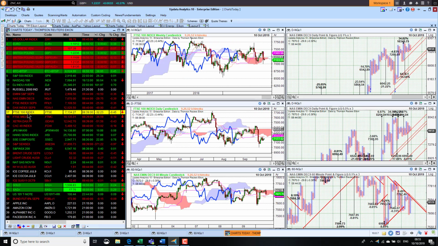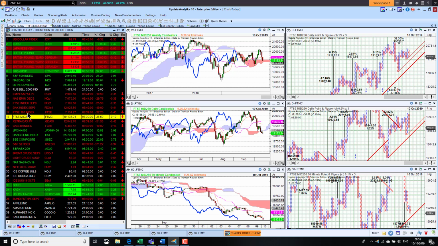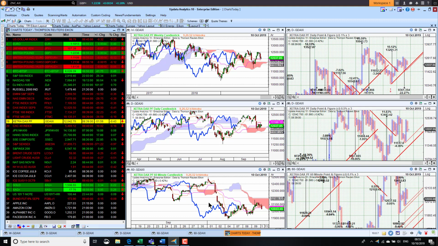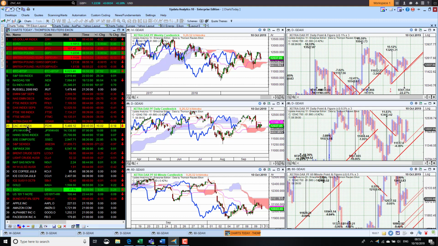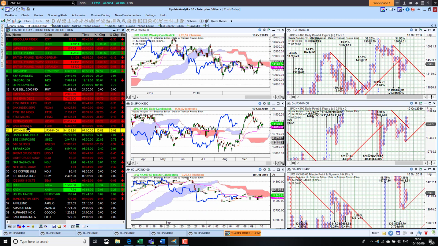UK market is down 0.45% this morning, so we're seeing the FTSE bearish still on all three time frames, and the Midcaps in the UK also still bearish on all three time frames, and the CAC 40 also still looking bearish there as well, as we see. The Japanese market was flat overnight, so no real change there.